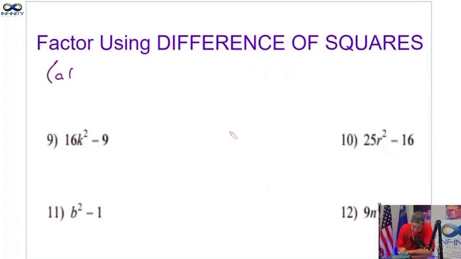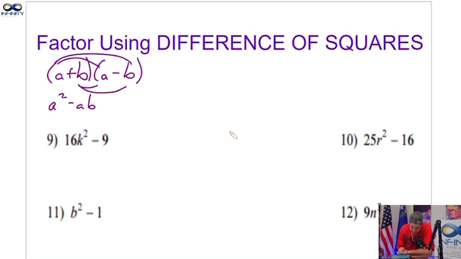So just to review, (a plus b) times (a minus b), we do the FOIL method, right? First, outside, inside, last. If I do first, it's a squared, outside is negative ab, inside is positive ab, and the last is negative b squared. The negative ab and the positive ab cancel, so I'm left with a squared minus b squared.